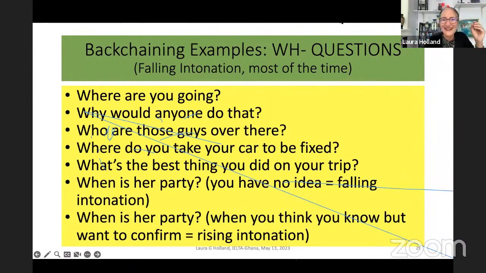Oops, somebody's drawing on the screen. Let's see if we can clear it all. There we go.